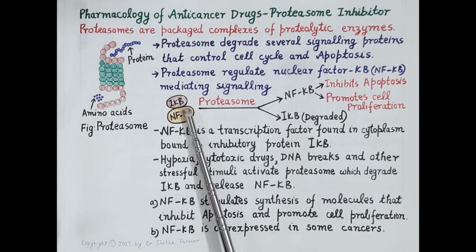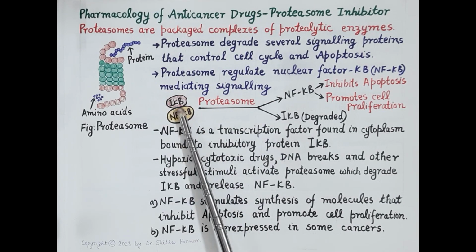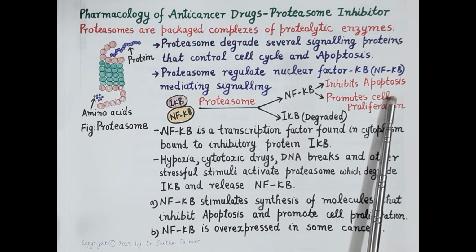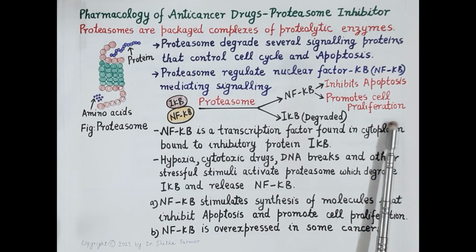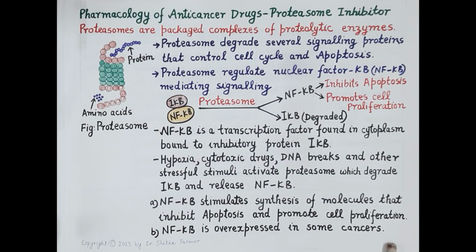is inhibitory kappa B. Now, certain factors like hypoxia, that is lack of oxygen, cytotoxic drugs, degradation of DNA, and other stressful stimuli activate this proteasome. So, proteasome breaks inhibitory kappa B that releases nuclear factor kappa B. Now, this nuclear factor kappa B inhibits apoptosis of abnormal cells, and that results in the cell proliferation, and that further causes cancer. Now, this nuclear factor kappa B is overexpressed in some cancers.